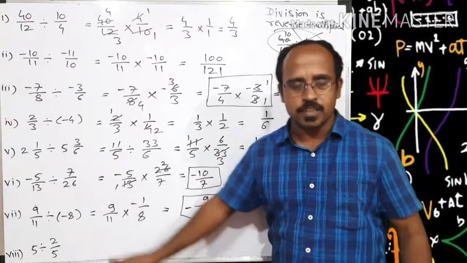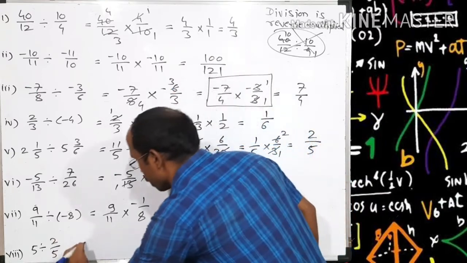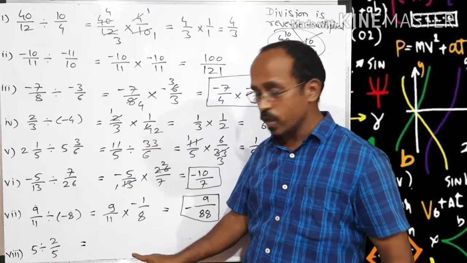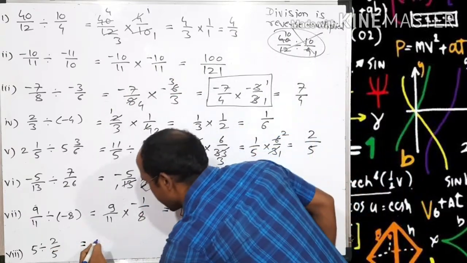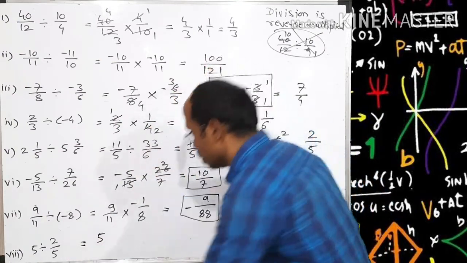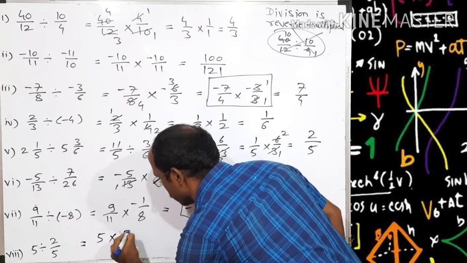Clear friends? Let us see the final example. 5 divided by 2 upon 5. Please don't cut this 5 directly, we can do it only while multiplication. Okay, so 5 is the first number, we don't have to deal with the first number, we can write it directly. 5 multiplied by the reciprocal of the second, the reciprocal of 2 upon 5 is 5 upon 2.